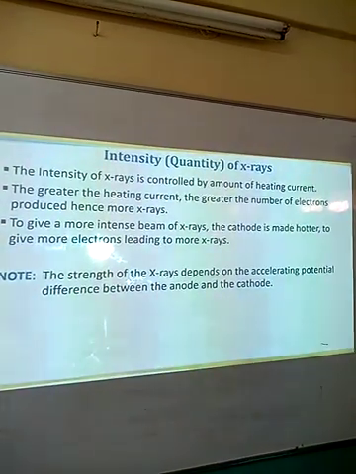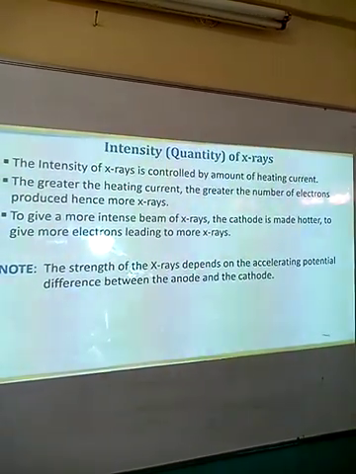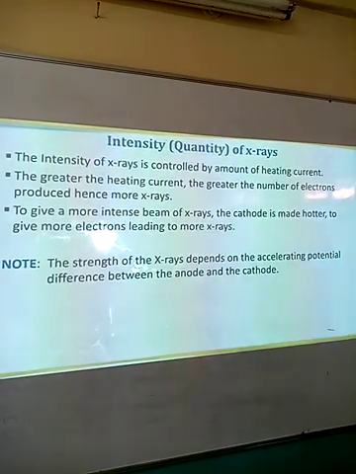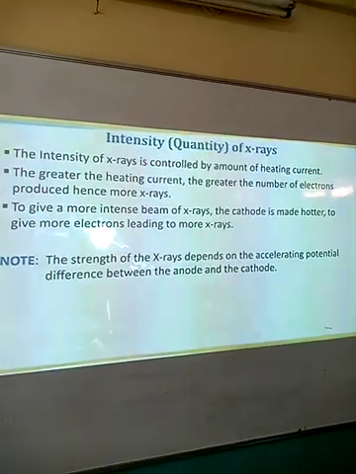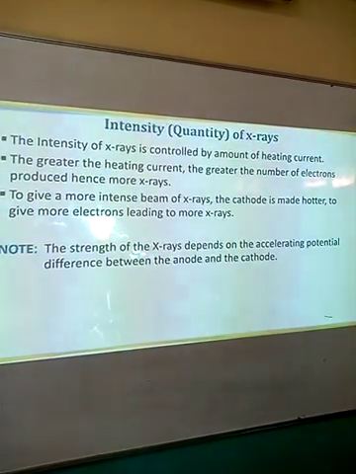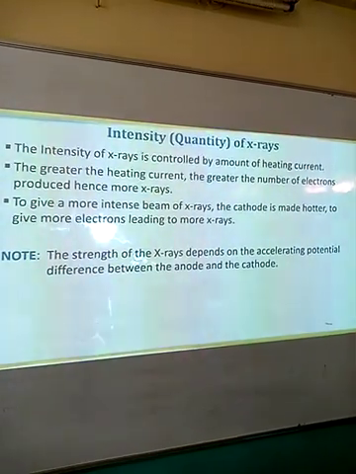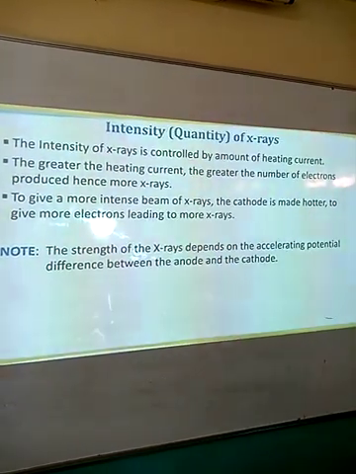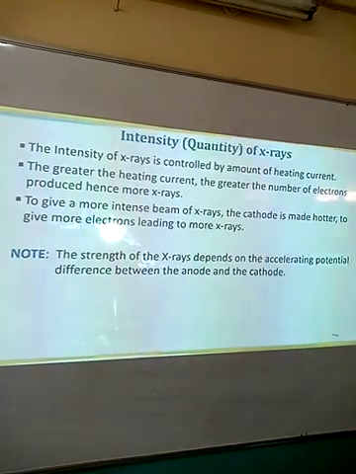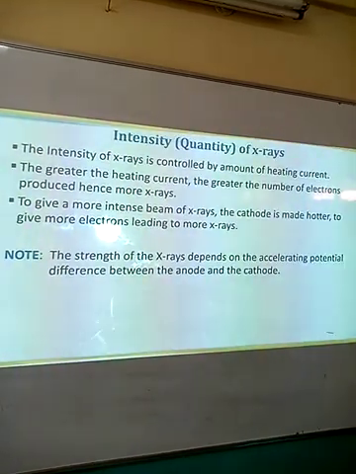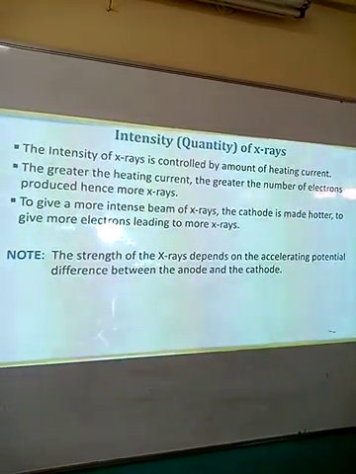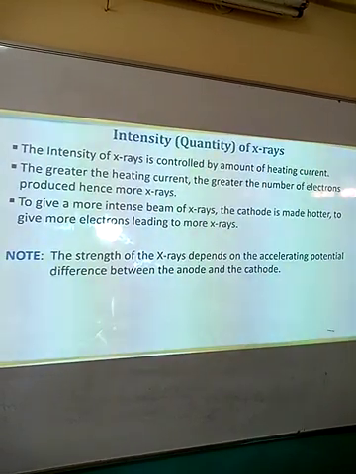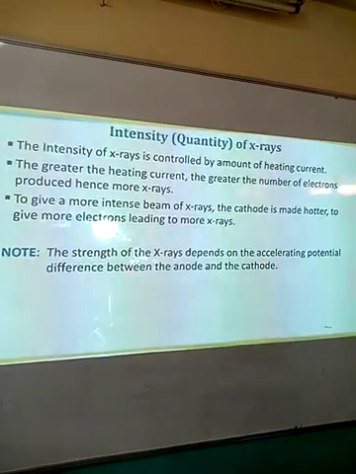Intensity of the X-rays is controlled by the amount of heating current. The larger the amount of heating current, the higher the intensity of the rays produced, and the lower the current, the lower the intensity. The greater the heating current, the greater the number of electrons produced, hence more X-rays.